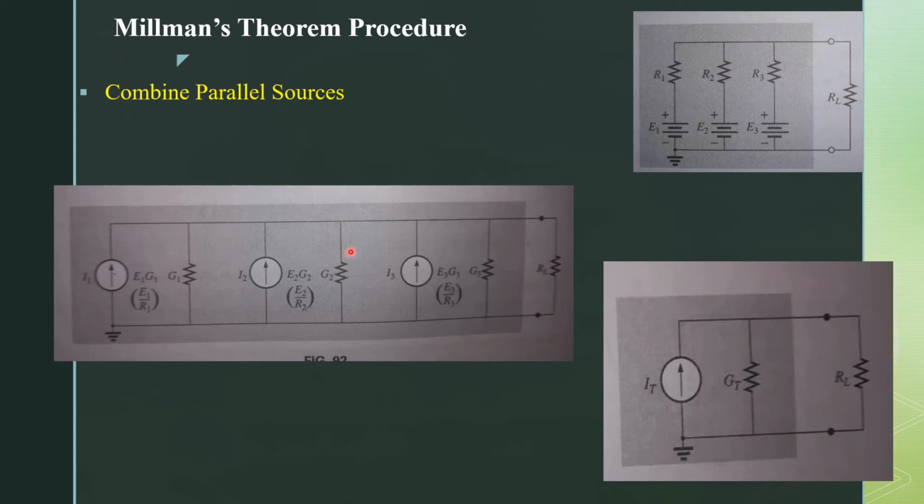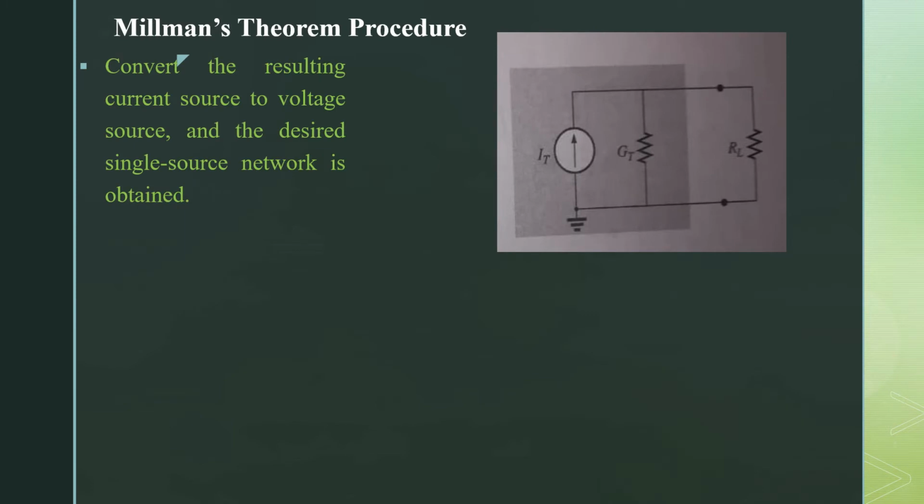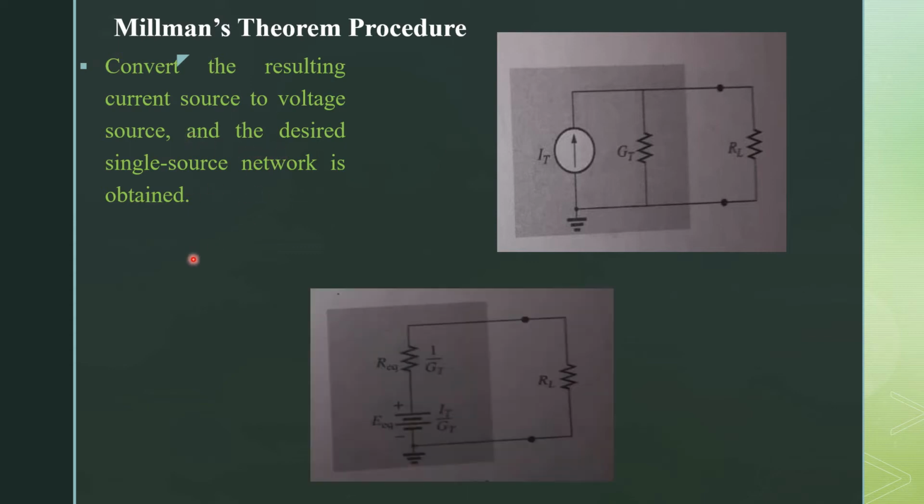Similarly, G1, G2 and G3 are in parallel, so we can write the total conductance as GT. Now you will see that we have a simple current source in this circuit. Now in the third step, convert the resulting current source to a voltage source and the desired single source network is obtained. You can convert that current source to a voltage source, and you will see that you have replaced the three different voltage sources with a single voltage source with a single internal resistance.